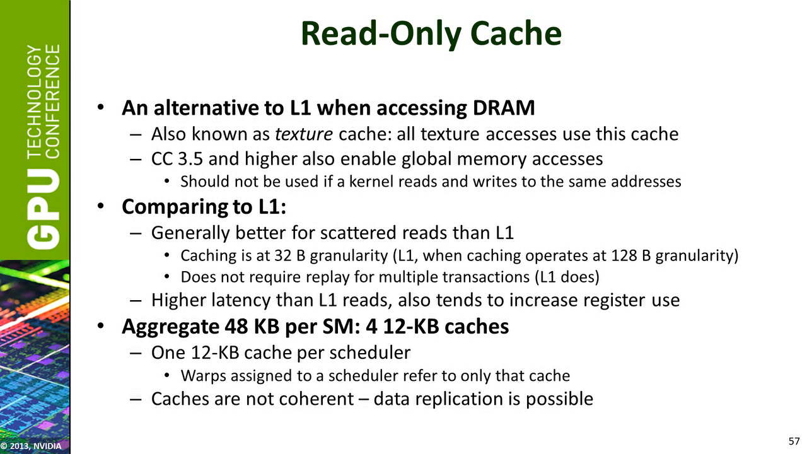The amount of read-only texture cache, so I think you asked about that earlier: there is an aggregate of 48 kilobytes per Kepler SM, but it's really 4 different caches. The Kepler SM, as we saw earlier, has 4 instruction schedulers, and each scheduler gets its own 12 kilobyte cache. Warps assigned to a particular scheduler only go to that 12 kilobyte cache. On top of that, the caches are not coherent with each other, even on the same SM, so you could have data replication. If one warp requests a given cache line and another warp on another scheduler needs the same cache line, that cache line will be in both caches. That's how this particular cache operates.